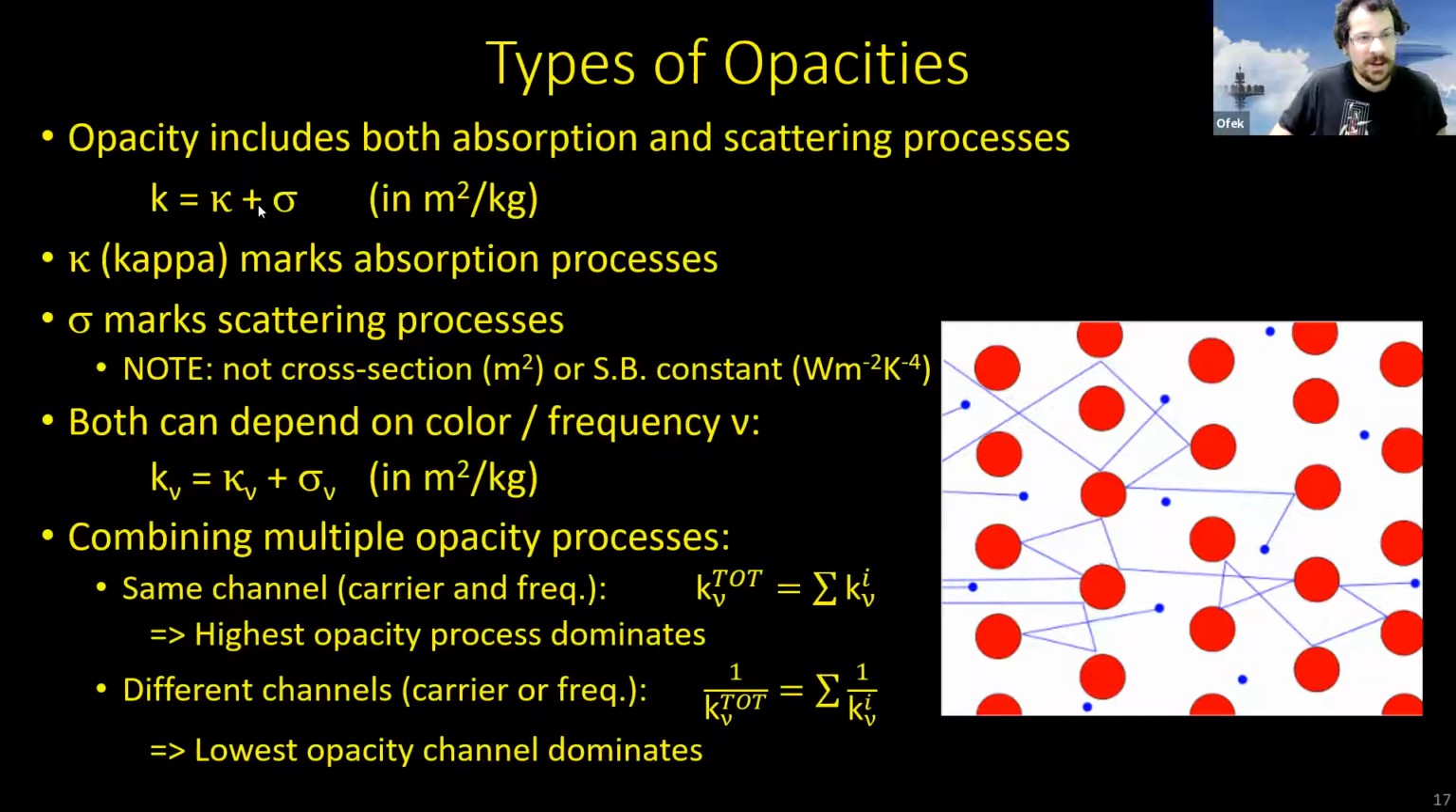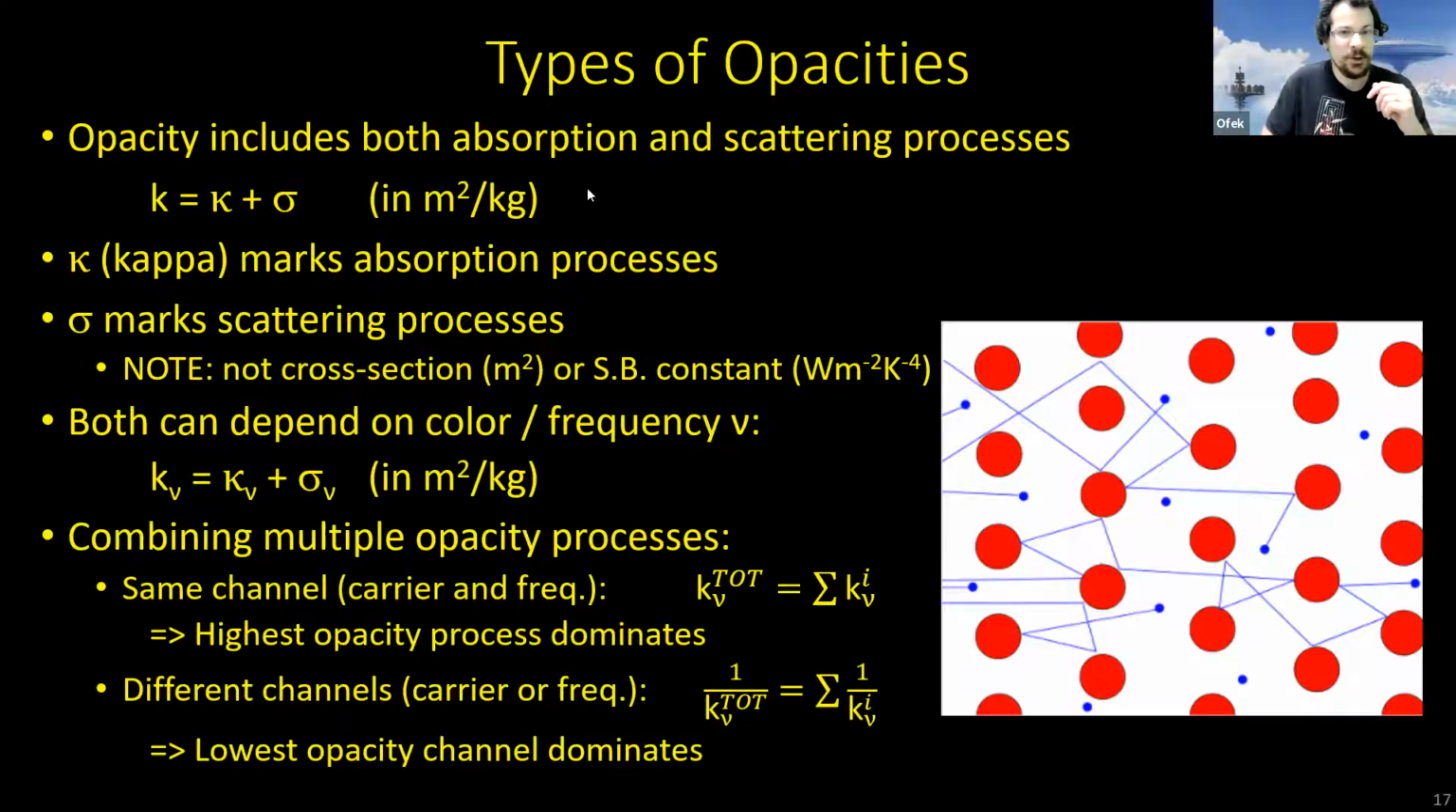Also note that this is now the third sigma we've seen today, and it's also different. This sigma opacity has units of meters squared per kilogram, not cross-section, which had units of meters squared, not the Stefan Boltzmann constant, which had units of watts per meter squared per degree Kelvin to the fourth. So you always have to be kind of careful. Astrophysicists like to mix a lot of notations. Always check the units and check exactly what it is that you're calculating.